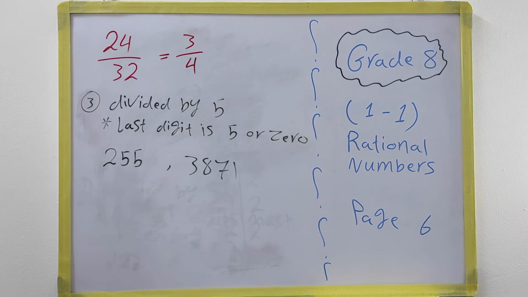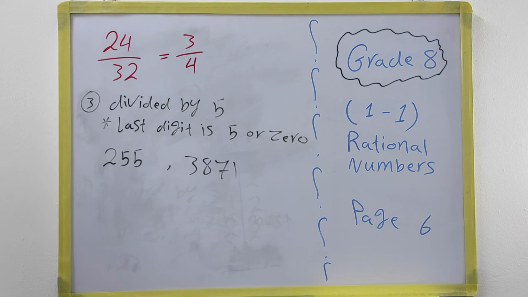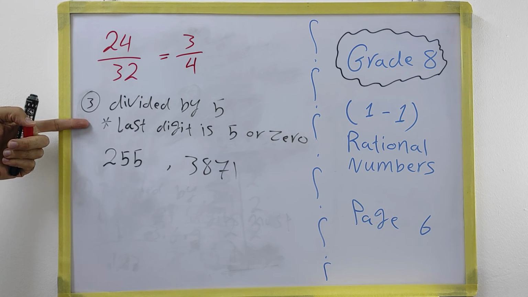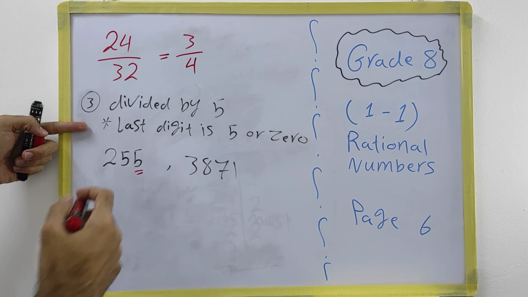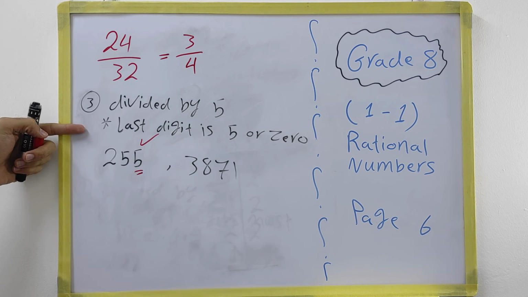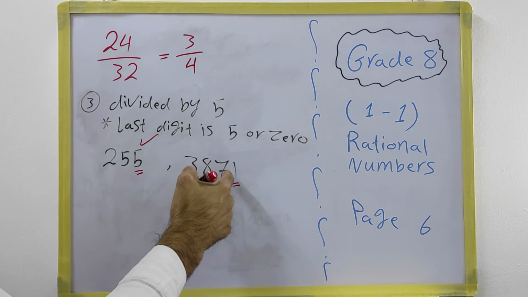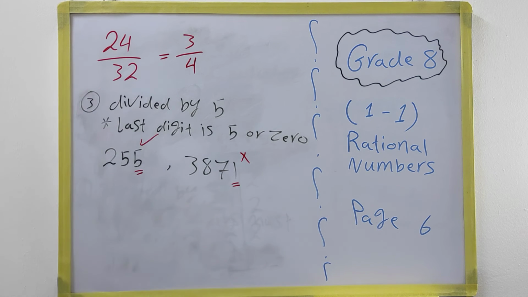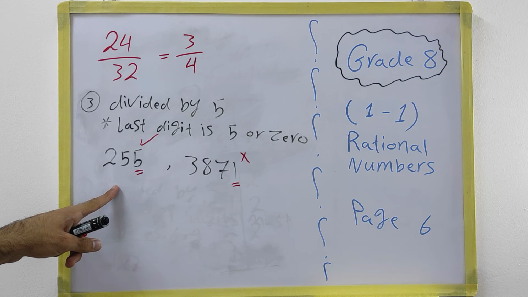Between these two numbers, let's check. Can this number be divided by 5 or not? We look at the last digit. If the last digit is 5 or 0, yes, it can be divided by 5. Yes, it is. The other one, 3871, always we check the last digit to be able to divide by 5 or not. Is it? No, it's not 5 or 0, it's 1, the last digit. So this number cannot be divided by 5, but this one can be divided by 5.